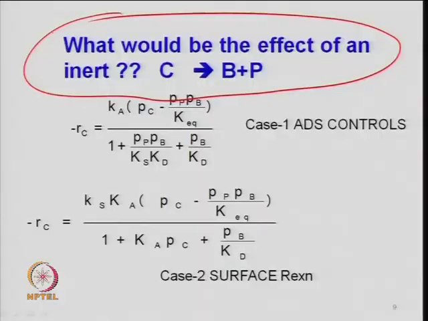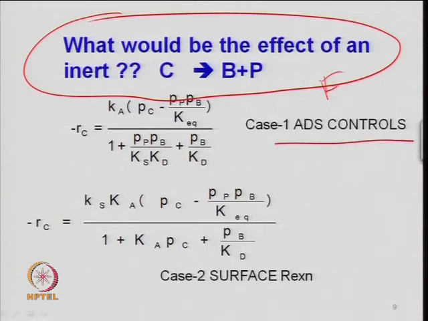So, this is what you have just written as a thought, and a kind of FAQ, the question which is asked here. Basically, when adsorption is rate controlling, we have already seen the rate: minus r_c equals k_A, the rate constant for the adsorption reaction, times P_c minus P_p P_b upon K equilibrium. We have already seen this expression, divided by the denominator, which is the adsorption inhibition term, reported in the form of the partial pressures of propylene, benzene and so on.